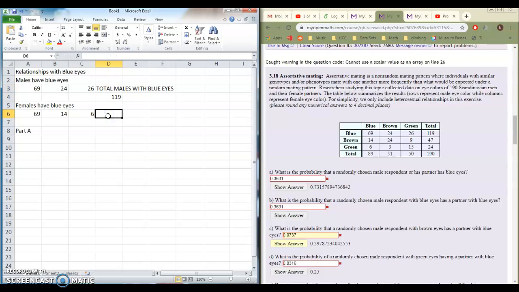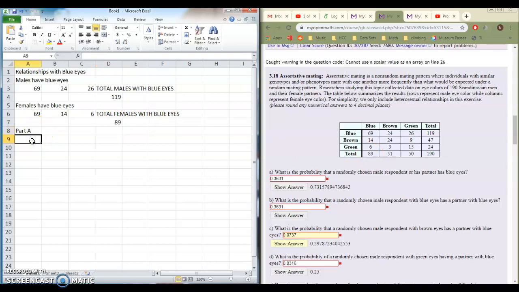And then, well, we don't have to do this one, right? This is the total females with blue eyes, and that's just going to be 89. So I'll just do 89 there. But let's do part A now.